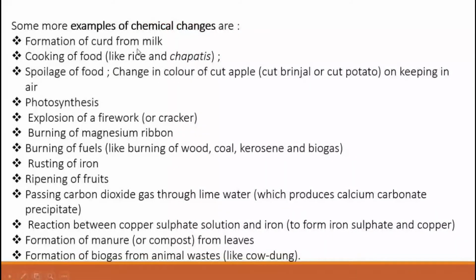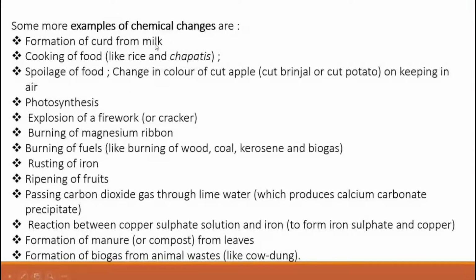Let's see the examples. Formation of curd from milk, cooking of food like rice or chapati, spoilage of food, change in the color of cut apple or brinjal or potato kept in air, photosynthesis, explosion of a firework like a cracker, burning of magnesium ribbon, burning of fuels like wood, coal, kerosene, biogas, rusting of iron, ripening of fruit, passing of carbon dioxide through lime water which produces calcium carbonate precipitate, reaction between copper sulfate solution and iron, formation of manure, yani compost, from leaves, or formation of biogas from animal waste like cow dung. These are all examples of chemical change.